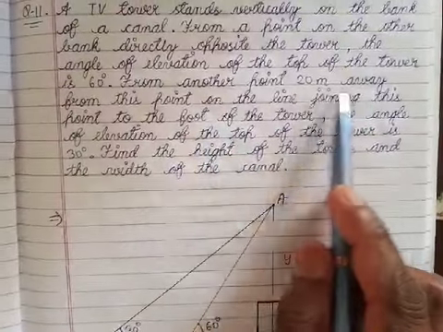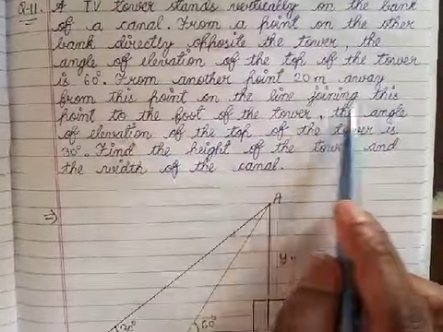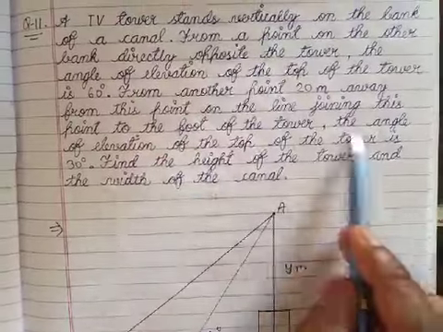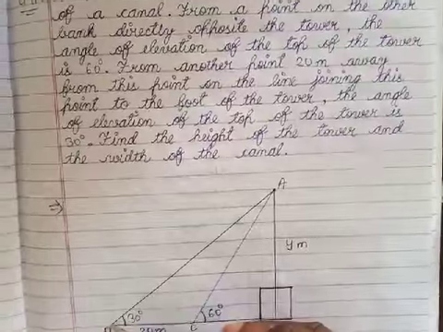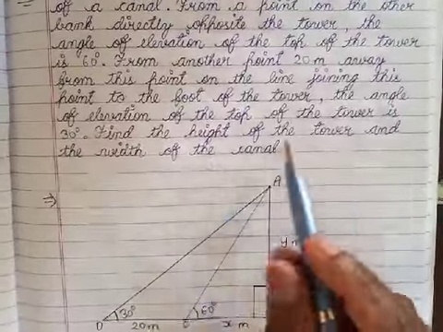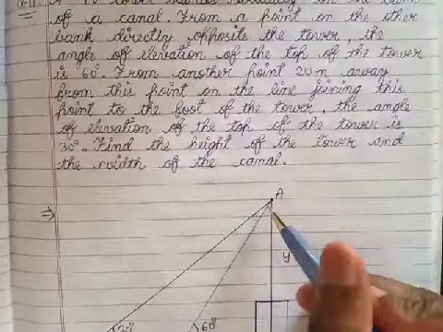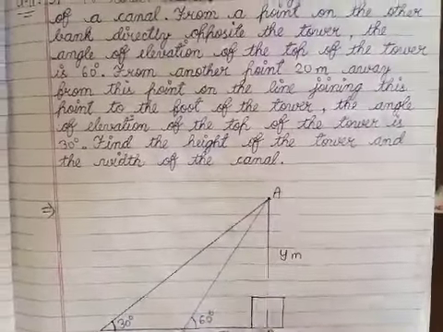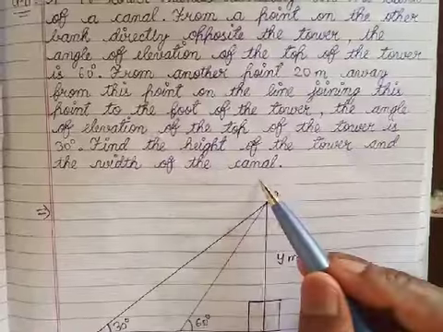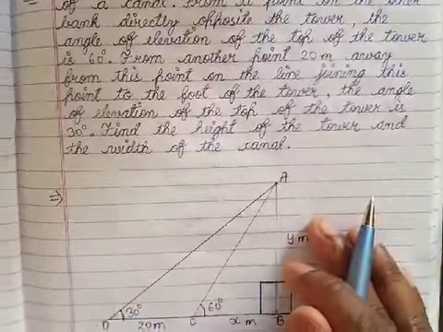From another point 20 meters away from the point, on the line joining the point to the foot of the tower, the angle of elevation of the top of the tower is 30 degrees. So find the height of the tower and the width. We have to find the width. Width means BC, the width of the canal, and AB, the height of the tower, we have to find.